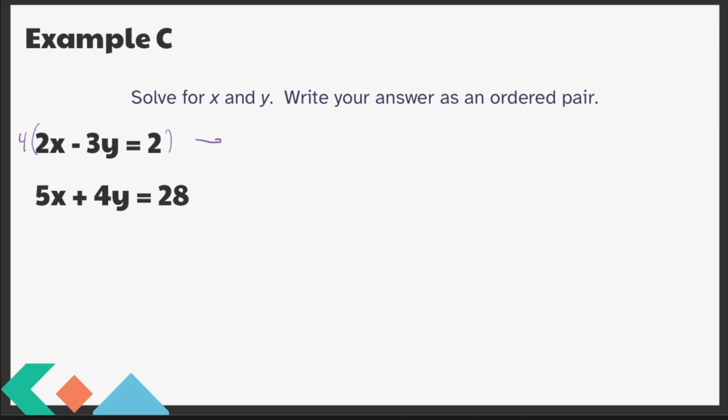So 4 times 2 is going to give me 8x. 4 times negative 3 is going to give me negative 12y. 4 times 2 is again going to give me 8. Then I'm going to do the same thing to the other equation, except this time I'm going to be multiplying by 3 because, again, I want to end up with that negative 12 and positive 12 being added together. So 5 times 3 is going to give me 15x. Then I've got 3 times positive 4y, which is going to give me positive 12y. And 3 times 28 is going to give me 84.